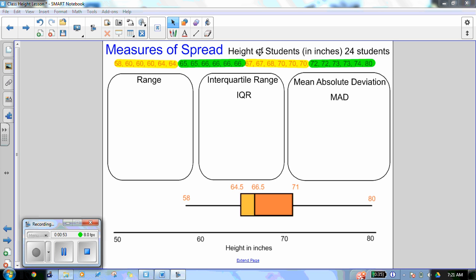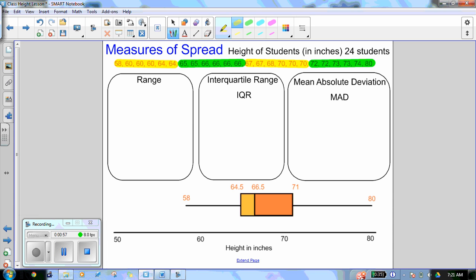So range, by definition, is taking the max and subtracting the min. Before we get to the definition, let's label all the pieces. So this is the max over here. The tallest person in the class is 80. The minimum is the shortest person, so that's 58 inches. And then we have these here, okay? So there's 64.5, that's quartile 1. And then 71 is quartile 3.